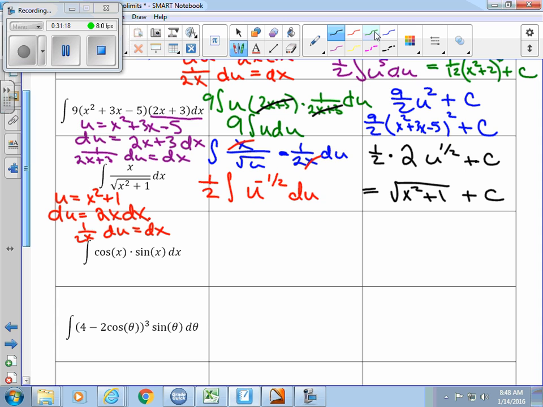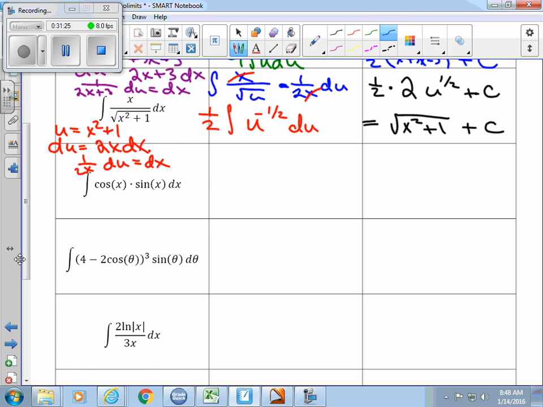All right, let's look at the next one. Pick a U. I would say no. Why does it not matter? I mean, if I take this derivative. Good, the derivative of sine is cosine. The derivative of cosine is negative sine. Tomato, tomato. You can pick either one. If you don't like negatives, then pick sine. If you don't care, then pick cosine.